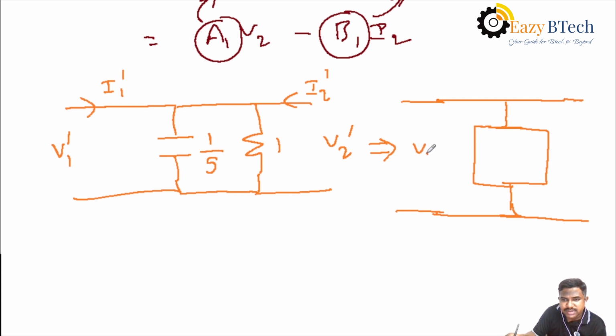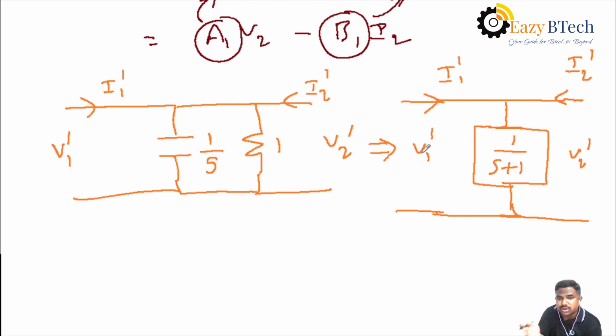Then here same, that is V1 dash, V2 dash, I2 dash and I1 dash. The impedance value replacing here R1 R2 by R1 plus R2, then the value is 1 by S plus 1. That is a parallel combination of 1 and 1 by S. Then for this loop, you can apply KVL for two loops here. We have two loops for V1 and V2.